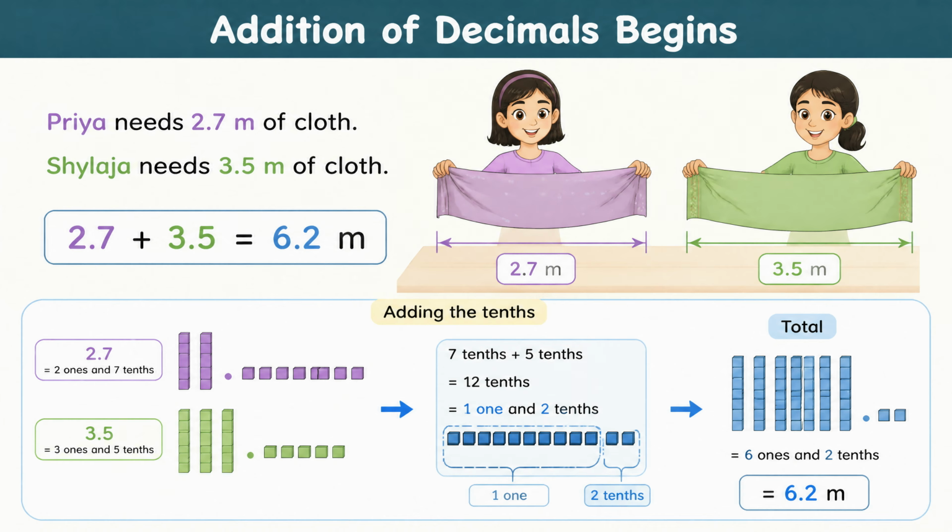Add the whole meters. 2 plus 3 equals 5. Add the tenths. 7 tenths plus 5 tenths equals 12 tenths. 12 tenths is 1 whole and 2 tenths. So, 5 plus 1 and 2 tenths equals 6 and 2 tenths. Therefore, the total cloth needed is 6.2 meters.